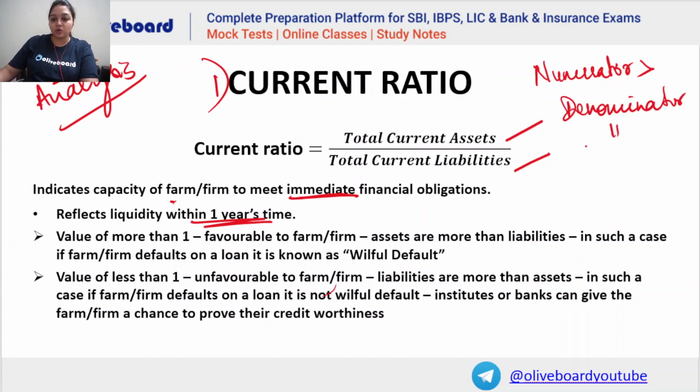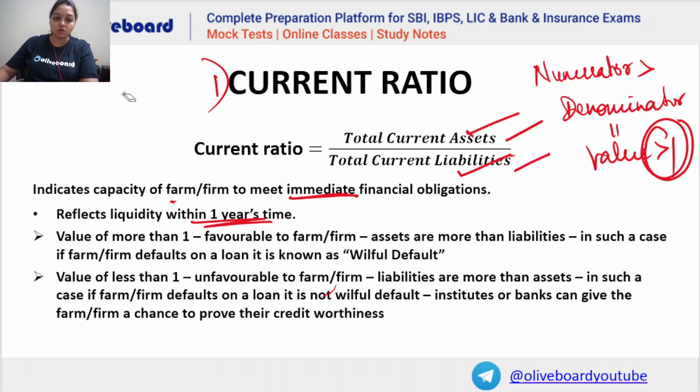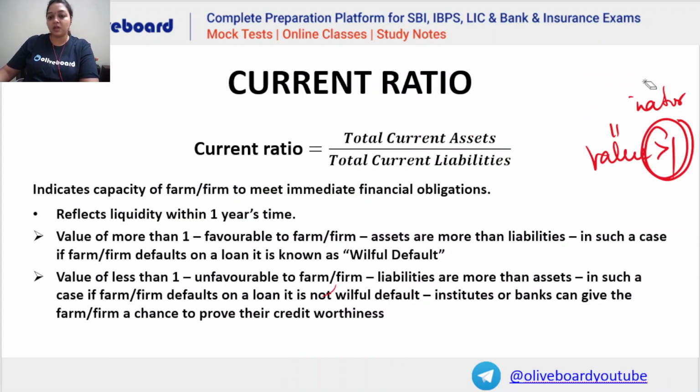This is when the value is more than 1, right? So here the numerator is what? Current assets. It should be greater than current liabilities. Then only the value will be greater than 1. If assets are more, like I told you, because they are positives, it is always good having more assets, right? So when the value is more than 1, it is a very good sign that the company is doing very well.